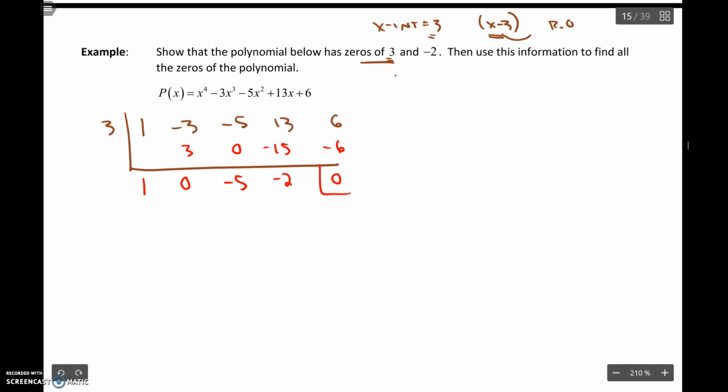So it's not a coincidence that this is a 0. If that's a 0, then that means x equals 3 is a 0. That means this is an x-intercept. That means this is a factor. So I just proved that this was a 0.